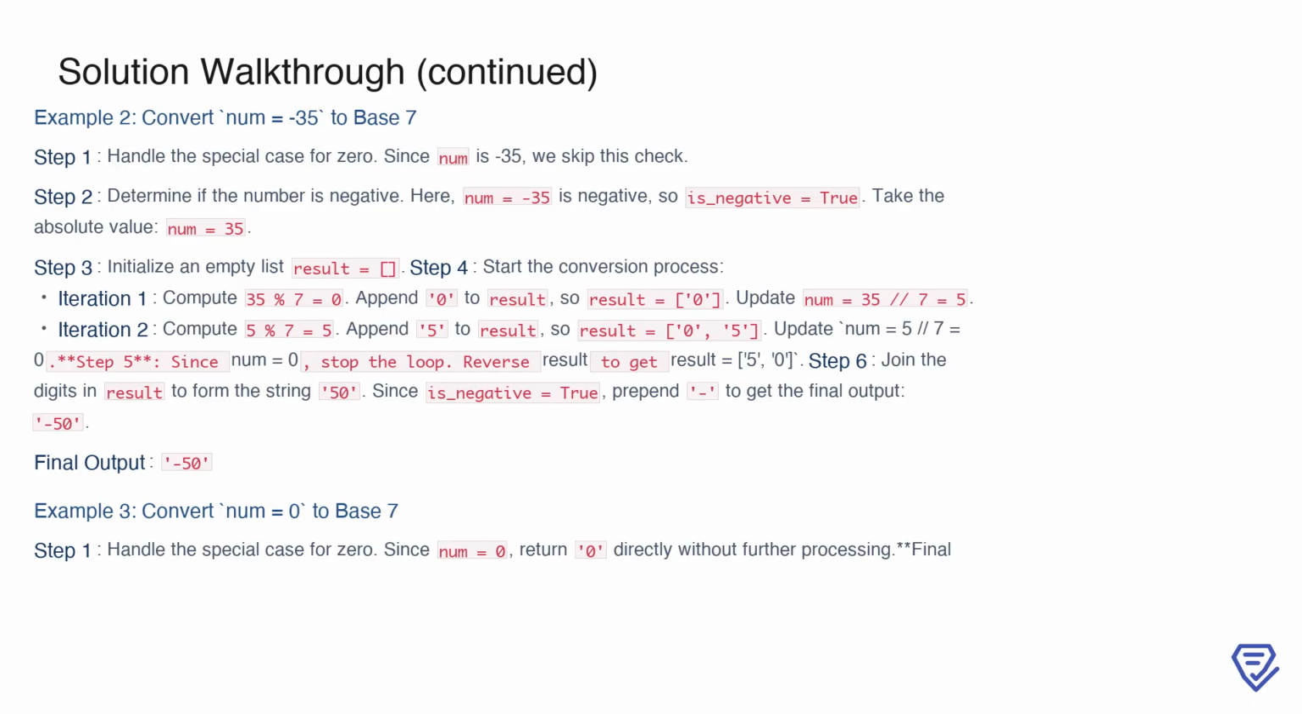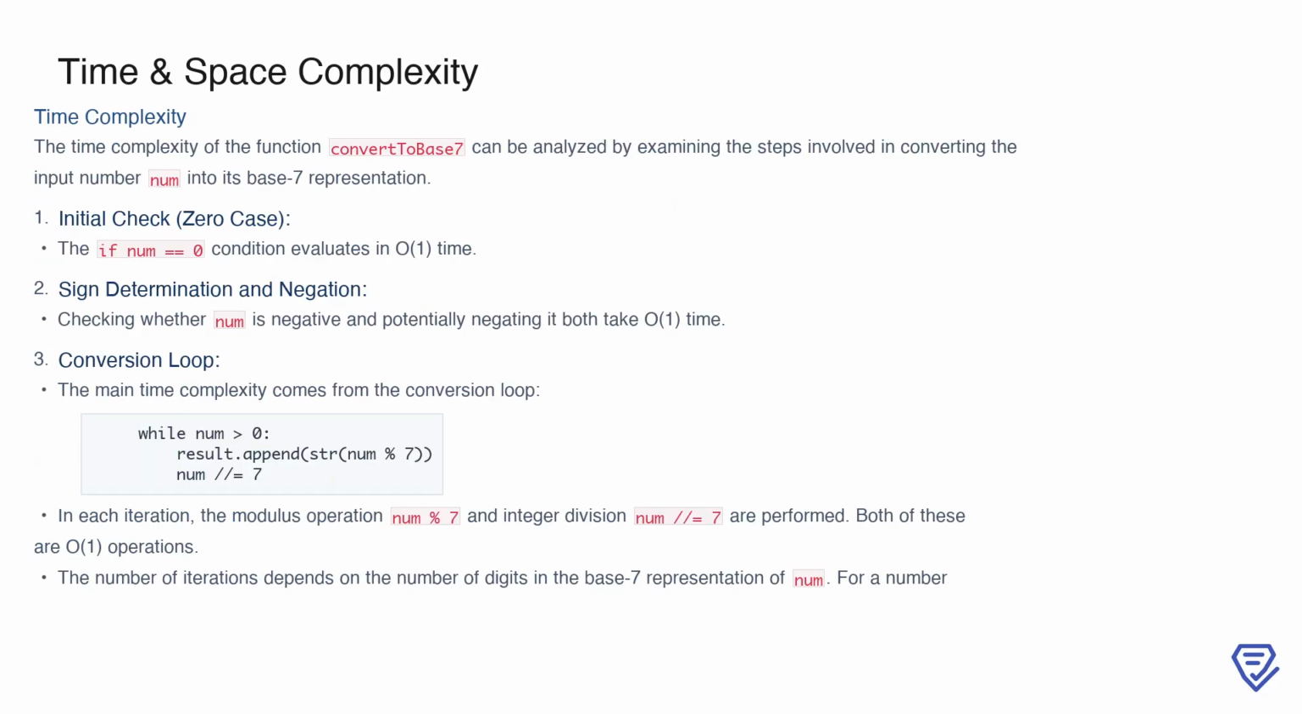Lastly, for the special case where the number is 0, the function directly returns 0, as no further processing is needed. To analyze the time complexity of the function convert to base 7, we start by breaking down its operations. The first step is the initial check for whether the number is 0, which is a simple equality comparison. This operation takes constant time, or O(1).